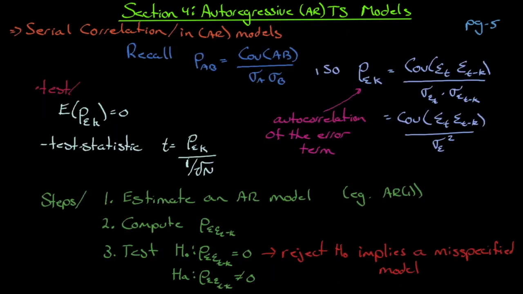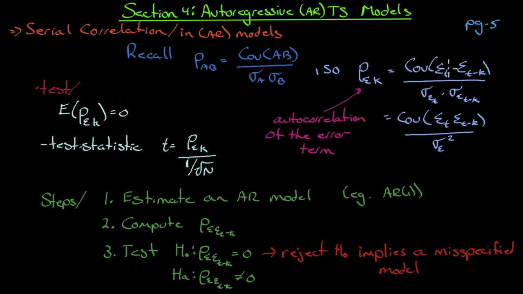Okay, so just so that we understand exactly what it is that we're testing when we look at the output from any statistical package, you'll recall that a correlation between two distinct variables, A and B, is the covariance between those two variables divided by the standard deviation of A times the standard deviation of B, and that'll give us a correlation. Well, for what we're doing here, we're looking at autocorrelation, so there aren't two distinct variables. It's the correlation of the error term with itself at some previous period. This is the autocorrelation of the error term. Again, autocorrelation means correlation with itself.